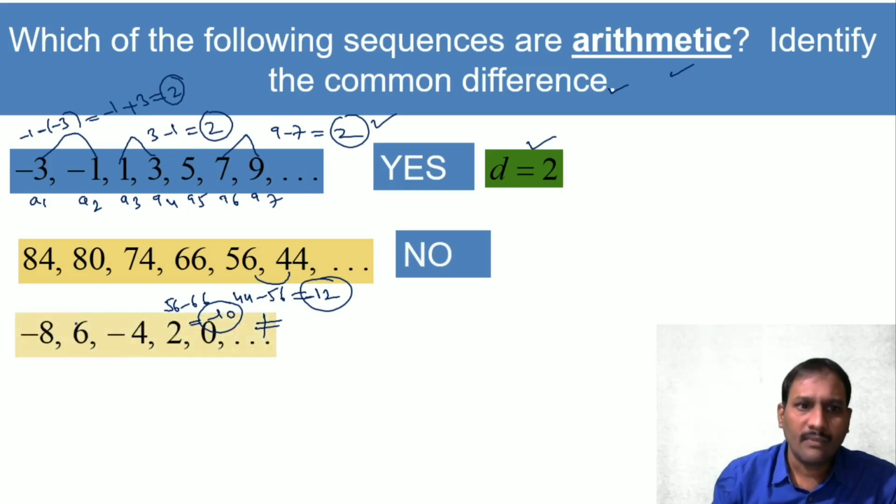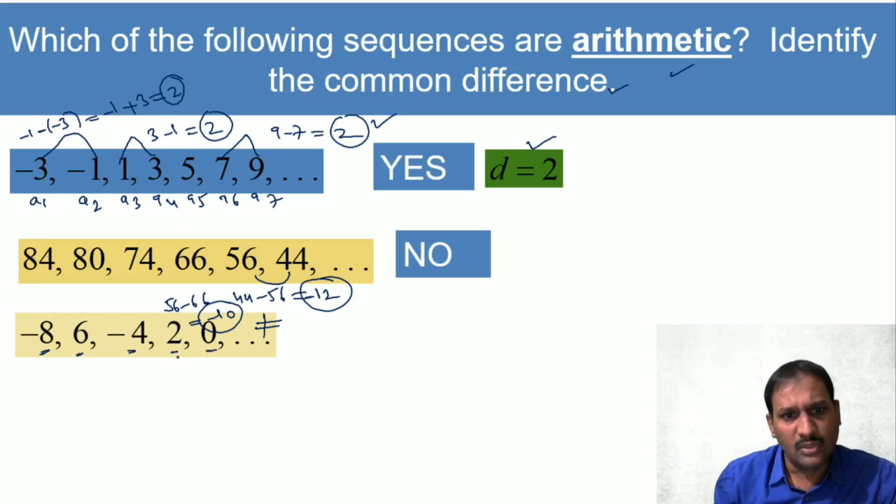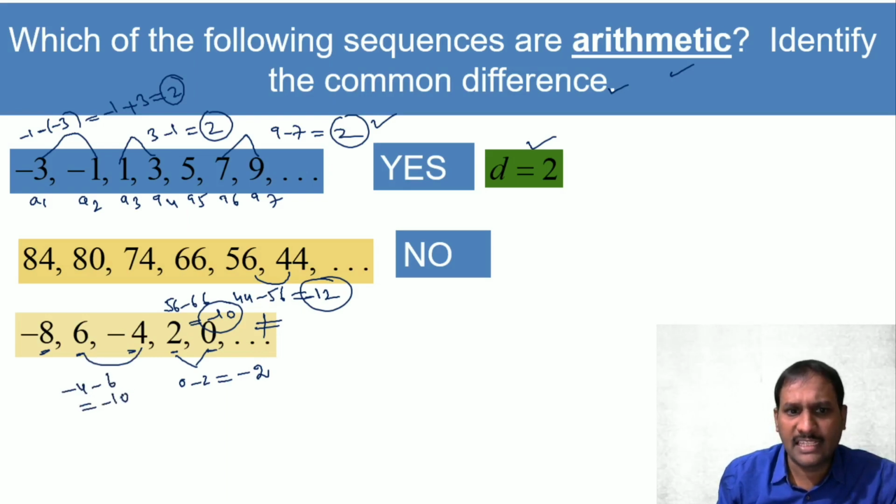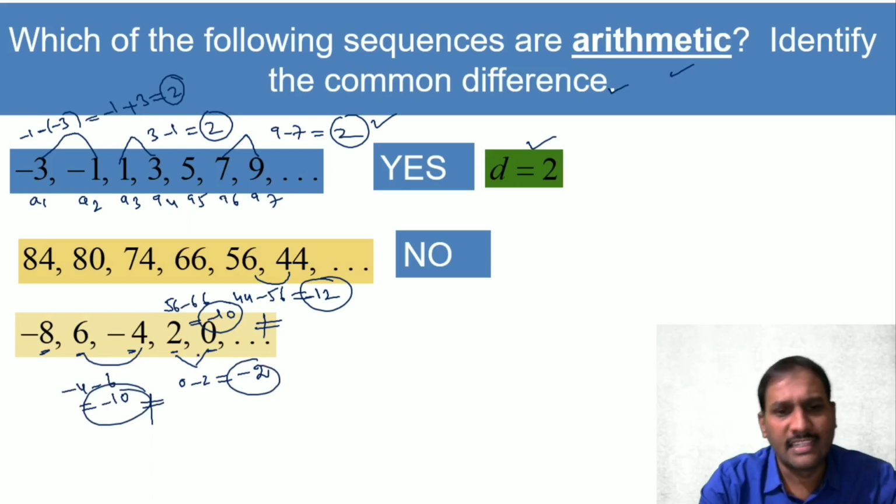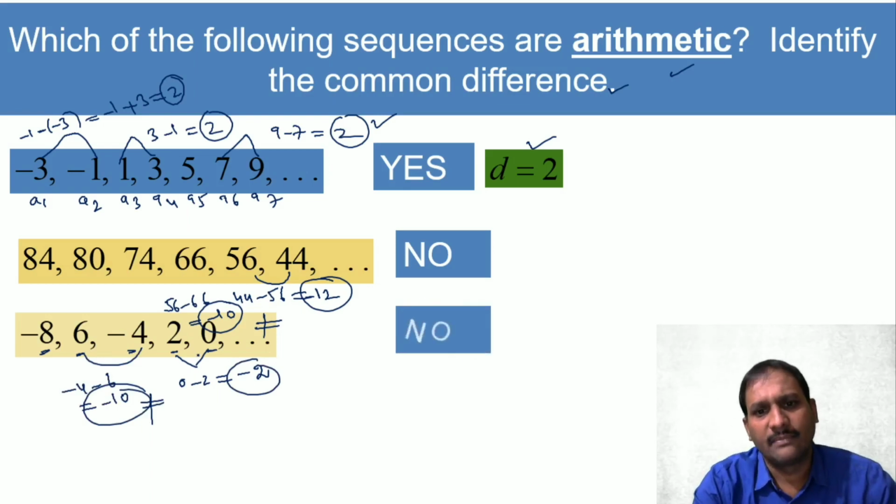Next. Minus 8, 6, minus 4, 2, 0. Let us take the difference between these two. 0 minus 2 is minus 2. Next, minus 4 minus 6, that is minus 10. So clearly these two are not equal. Therefore, it is not an arithmetic progression.